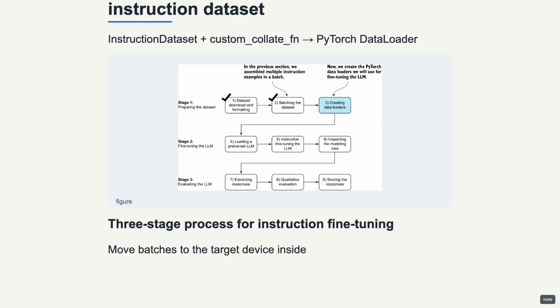The collate function can also place tensors on the right device while it builds a batch. That matters because the data transfer happens outside the main training loop, which keeps the GPU from sitting idle while batches are being prepared.